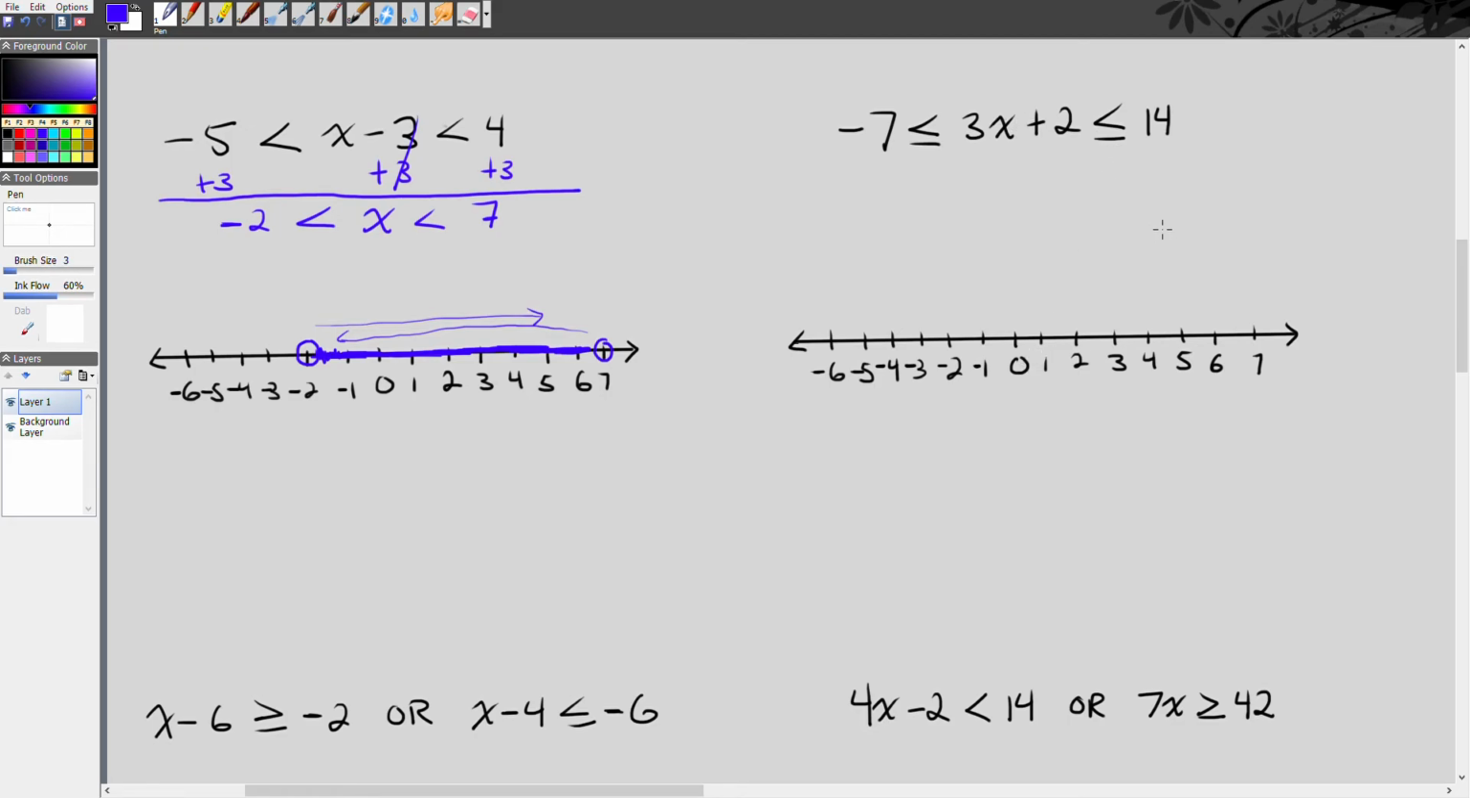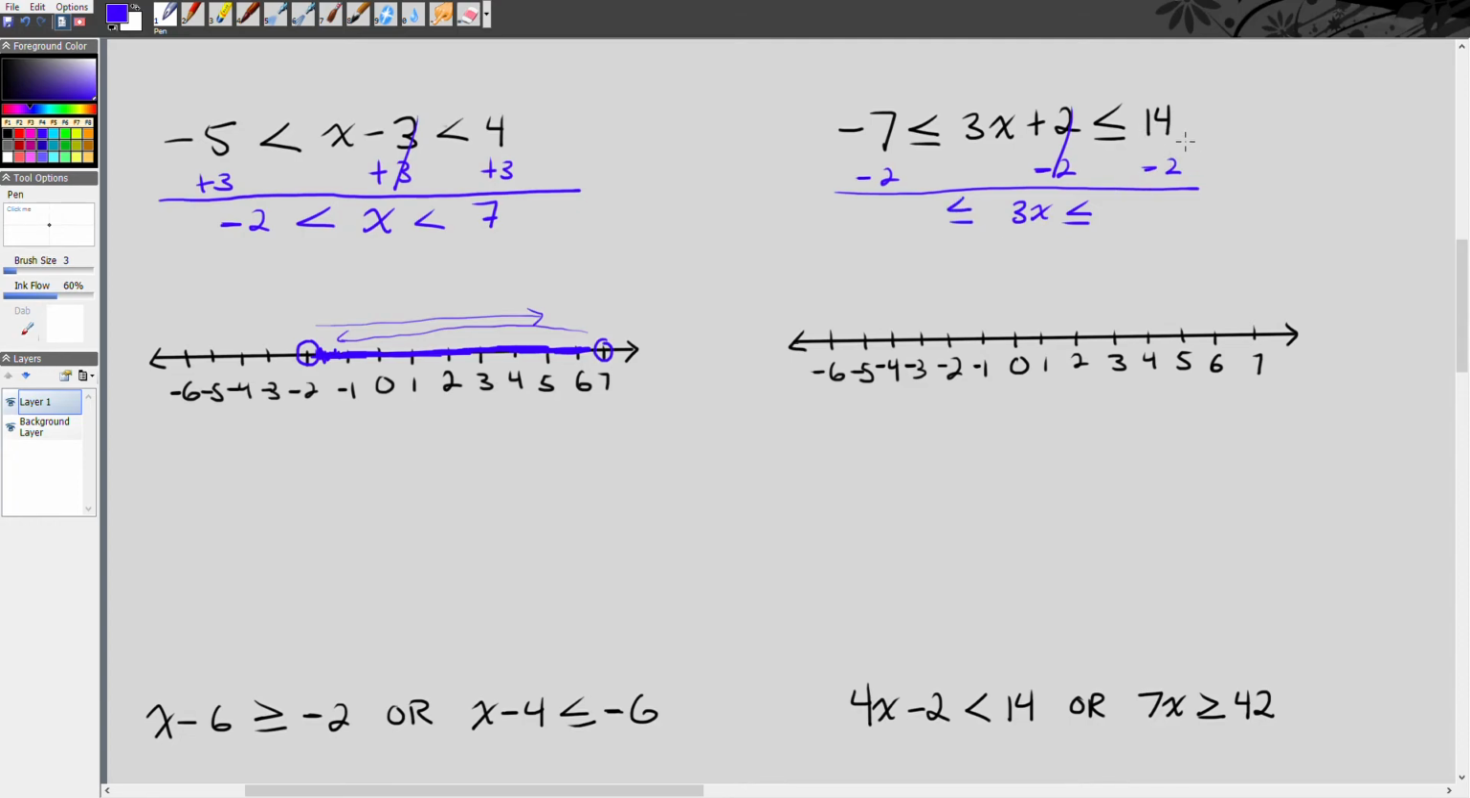This is a two-step compound inequality. It's also an and. So let's take a look at it. In the middle I have 3x plus 2, and that is greater than or equal to negative 7 and less than or equal to 14. So what's going to be my first step here is subtracting 2 from both sides, right? Or from all three, from the middle and from the right and the left. So we're going to subtract 2 in the middle, on the right, and on the left. So in the middle, the 2's cancel out, leaving me with my 3x.